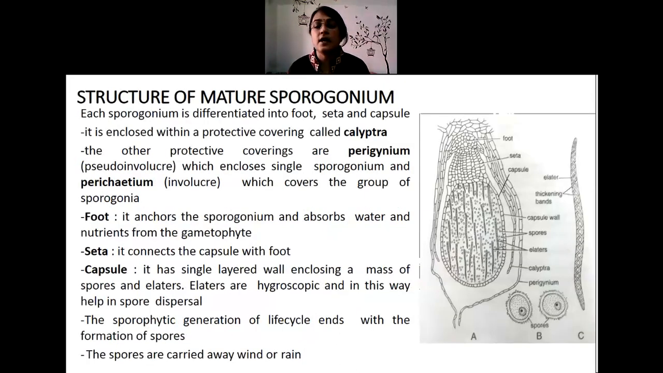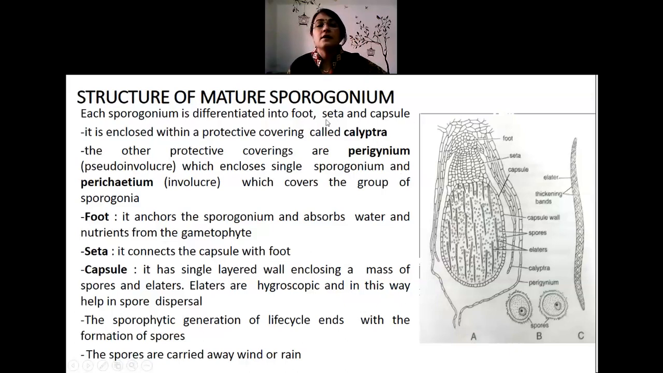Now, each of these fertilized eggs or zygotes, which is a post-fertilization product, will give rise to a sporophyte. First, it gives rise to an embryo, and then that gives rise to a sporophyte. Each sporophyte is a structure which is differentiated into a foot, seta, and capsule. It is enclosed by a protective covering called calyptra, and also another protective covering called perigynium, which encloses a single sporophyte, and a pericheatium or involucre, which will cover the group of sporangia.